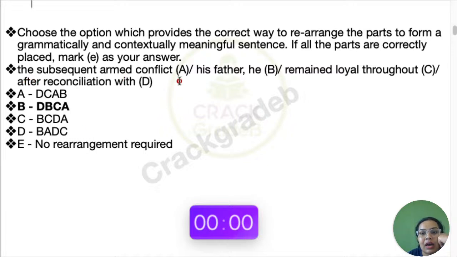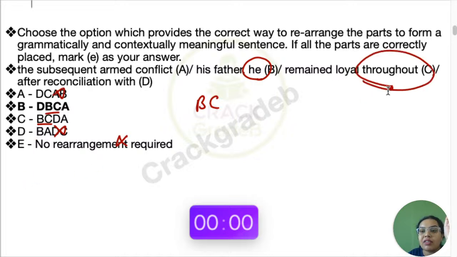So the subsequent armed conflict, his father, he is nominative. So he requires a verb. He remained loyal. B and C absolutely perfect together. You get these two here and here. No arrangement required is not giving any sense. I will eliminate E, D, and A options. Throughout what? Now there is a question. Throughout what? Throughout the conflict. After C, A gives some sense, and that's why this becomes my answer. Okay? So we are going to say after reconciliation with his father, he remained loyal throughout the subsequent armed conflict.